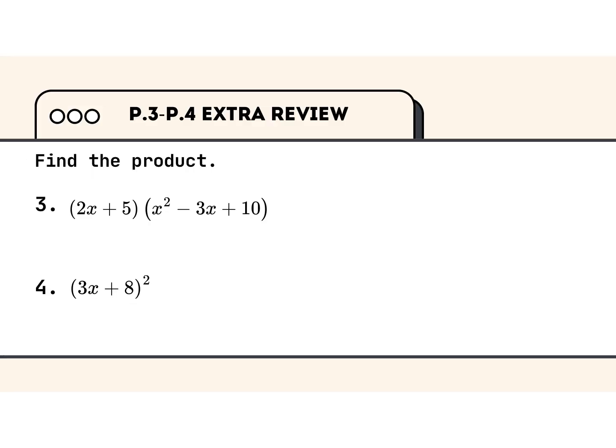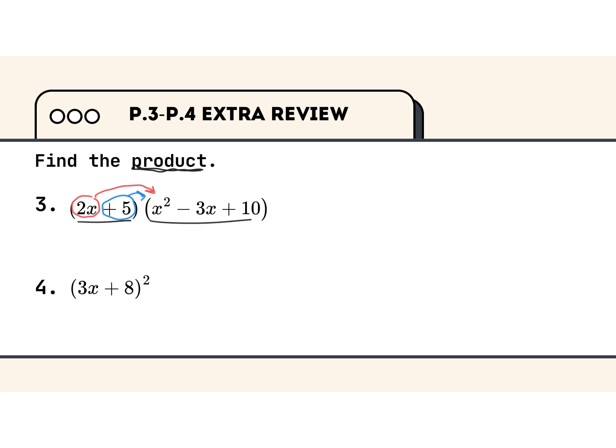All right, this page just says to find the product, right? Product means you're multiplying. Again, even if you didn't read the directions, you can probably tell what's happening when you see a parentheses next to another set of parentheses. All right, so I'm going to take each term in my first binomial and distribute it to my trinomial, and then take the second term and do the same thing.